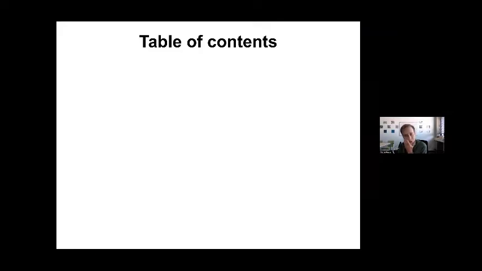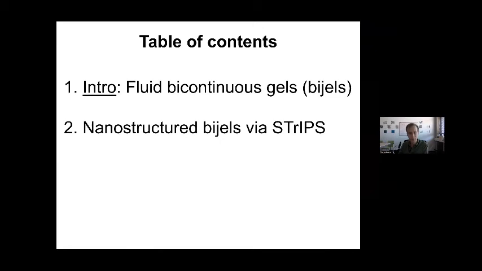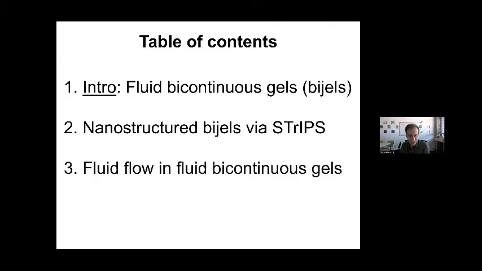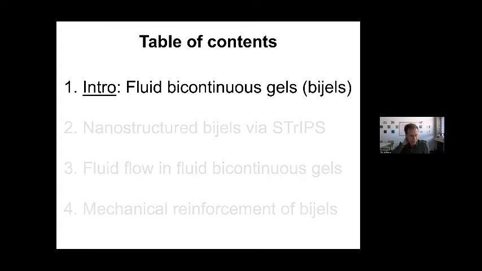So my talk today, first, I will give you a general introduction to these fluid-bicontinuous gels. They are also known as bijels. And then I'll tell you about how we can make bijels have a nanostructure via another method that is called STRIPS. I'll tell you more about that. In the third part of the talk, I will then indeed tell you how we can flow fluids through bicontinuous gels. And last, if there's enough time, I'll tell you about how we can mechanically reinforce these fluid-bicontinuous gels. So let's get started with the first part.